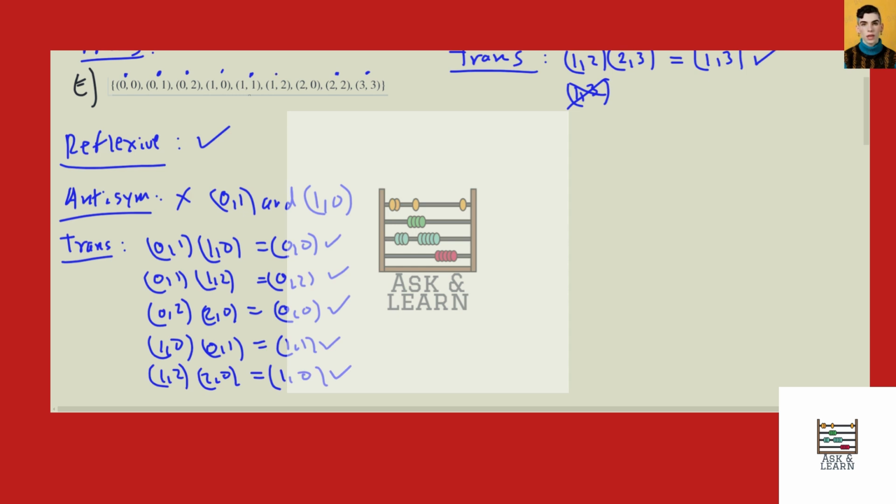Now what about (2, 0)? So we have (2, 0), and then (0, 1) there. And so this one is going to fail because we don't have the point (2, 1) in there. So this is also not a partial ordering due to anti-symmetry failing as well as transitivity. So this is kind of the process you would go through to check to see if it's anti-symmetric, reflexive, and transitive.